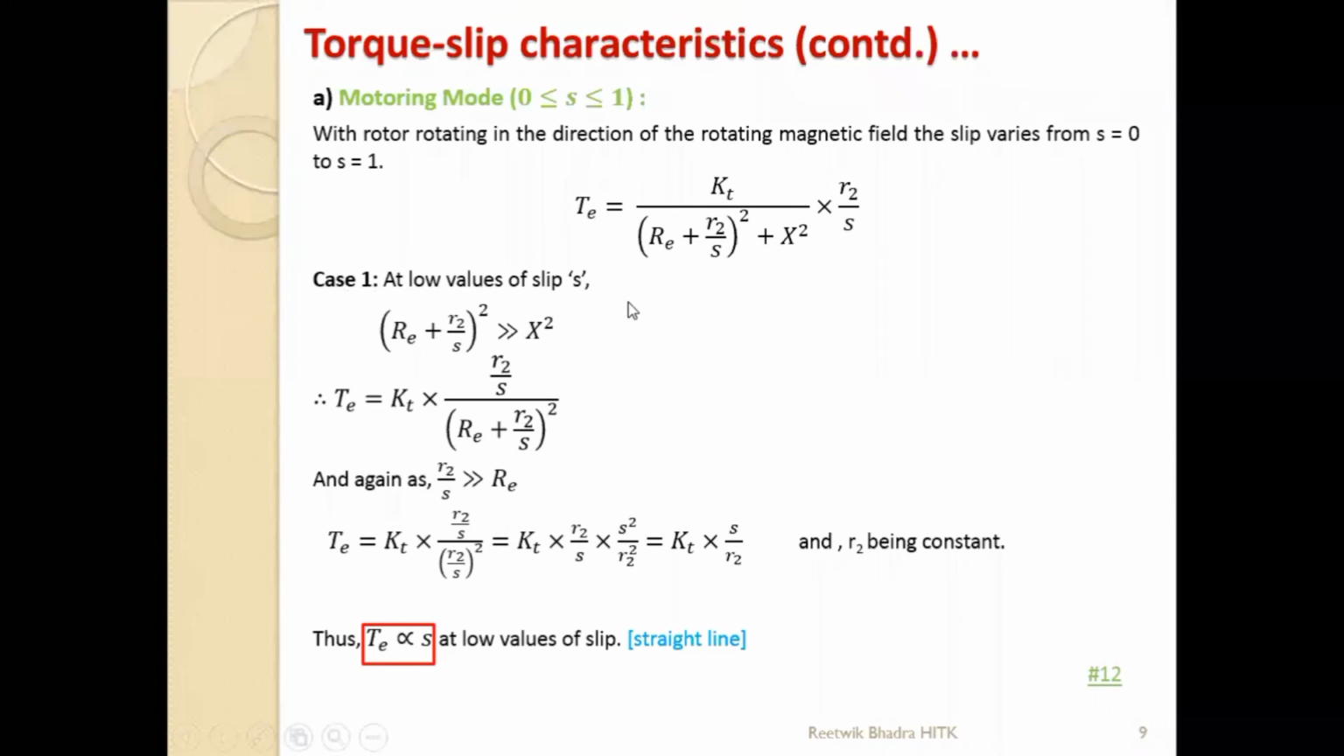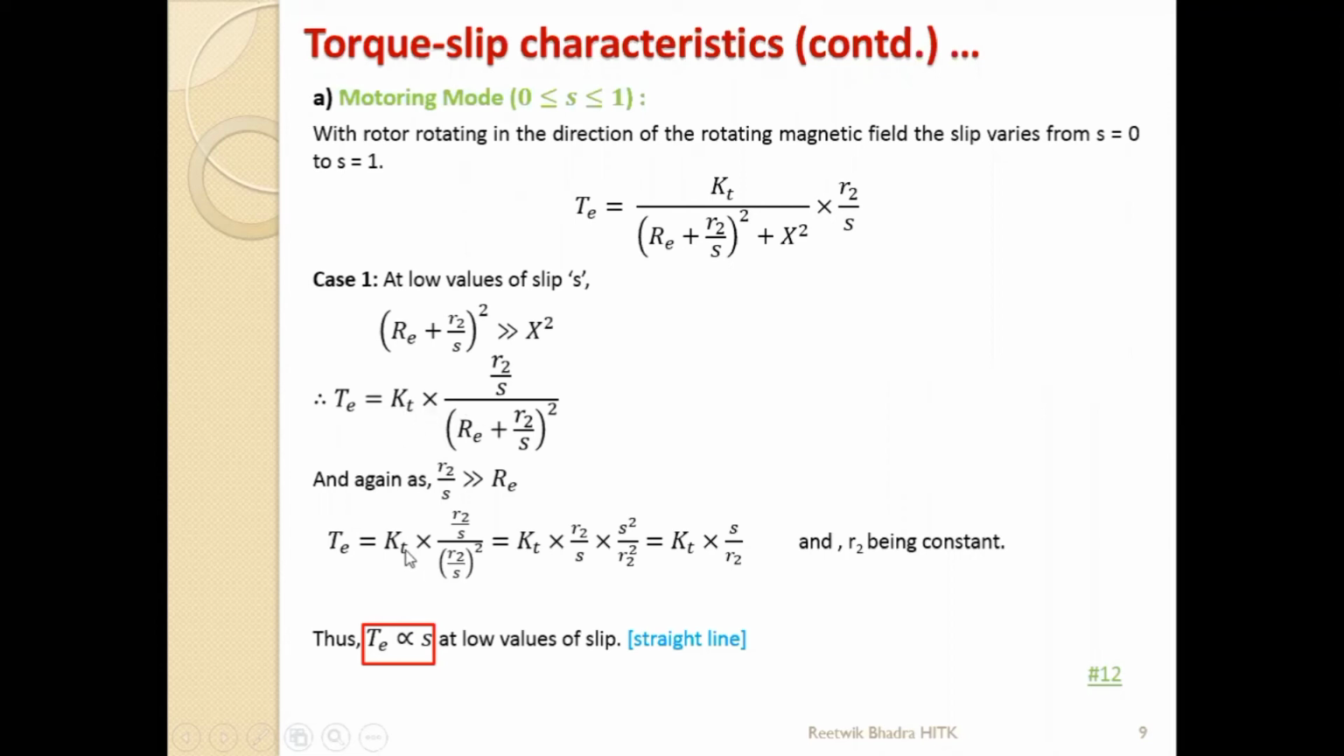At low values of slip, what happens? Because s is in the denominator and this value s is very low, can I say R2 by S will be very high? So this whole term squared will be very high compared to this X, so this X can be neglected. Rest all terms, kt R2 by S, are written. Now again in this term R2 by S will be greater than Re, so this Re can be neglected.